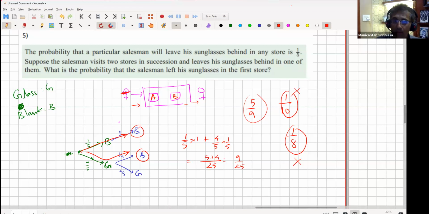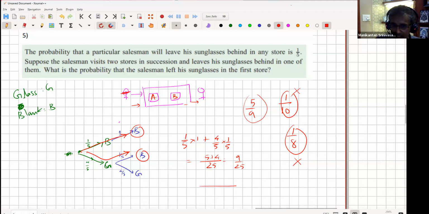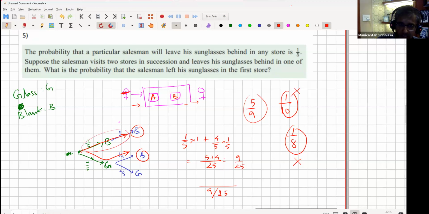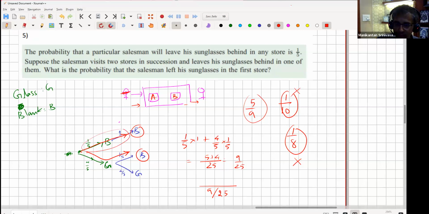That's 9 over 25. But now this question is saying, you don't have to tell me that. I am telling you that he did come out without glasses. You just tell me what is the probability that he forgot in the first store, which means this 9 over 25 is now the denominator. Given this event happened, what proportion was due to him forgetting in the first store, which is actually this process, right? So the proportion of the first store was 1/5, right? So indeed, this comes out to be 1/5 into 25 over 9, which is 5 over 9.